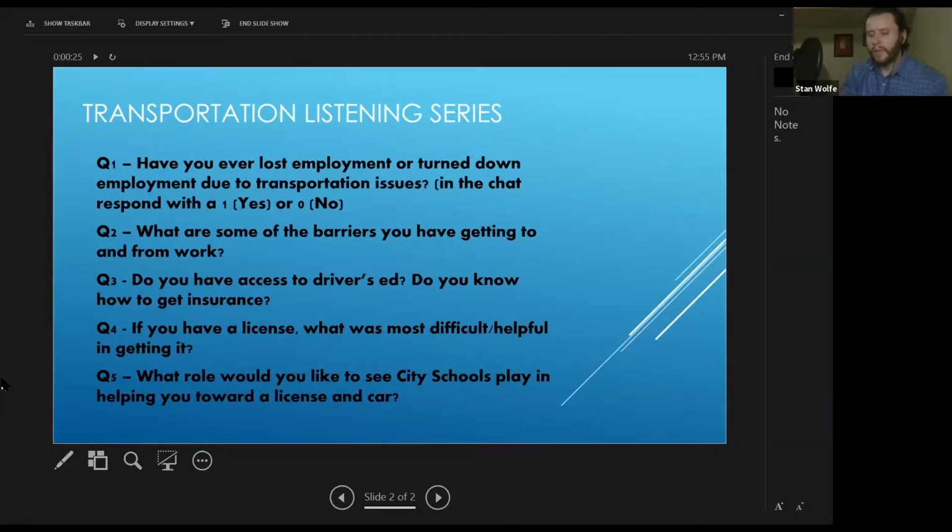And moving on, before we have any last comments or anything to share, in general, what role would you like to see city schools play in helping you towards a driver's license? Is it the offering of driver's ed? Is it just help in navigating insurance, or you're not sure of the insurance process? Even as an adult, I know the car buying process can be tricky and can be scary at times. You're securing loans and signing papers and dealing with interest rates. So I really want to hear from students as far as what role you'd like to see city schools play in helping you bridge this gap.